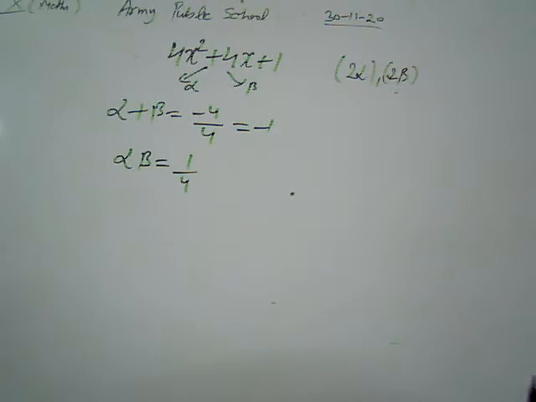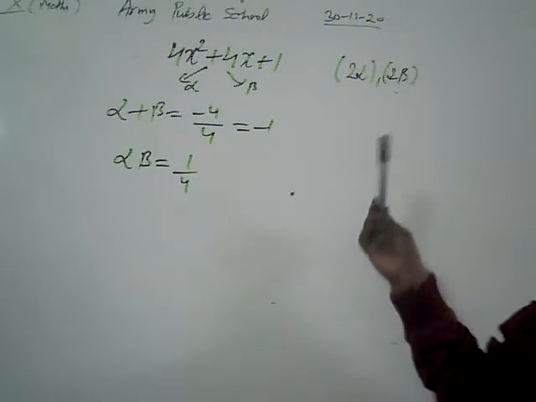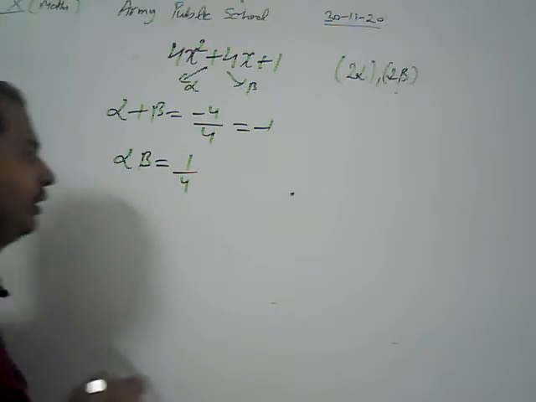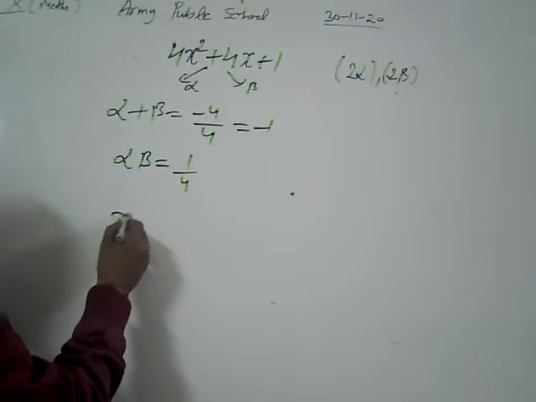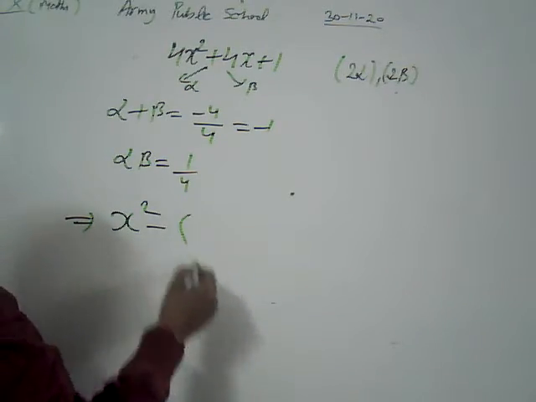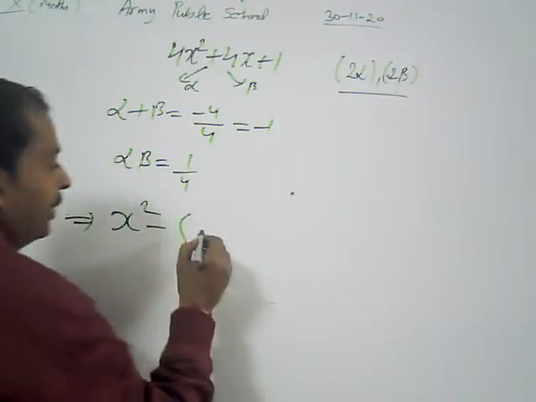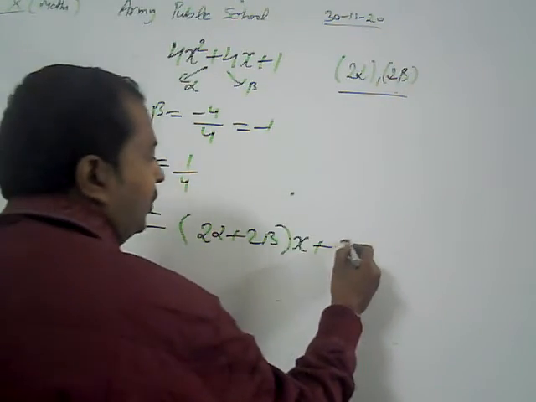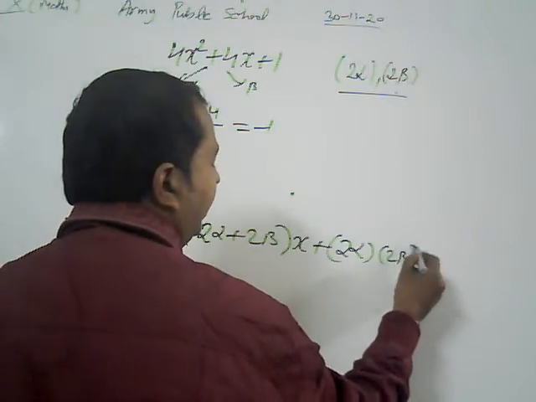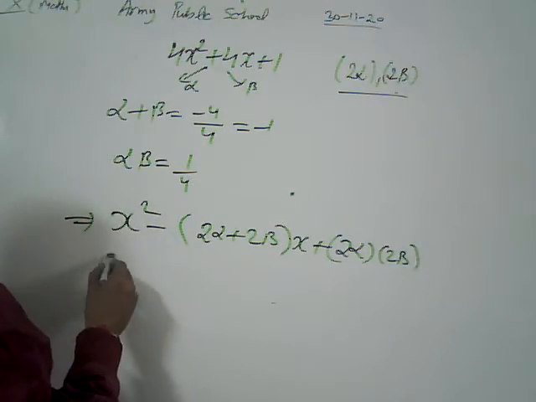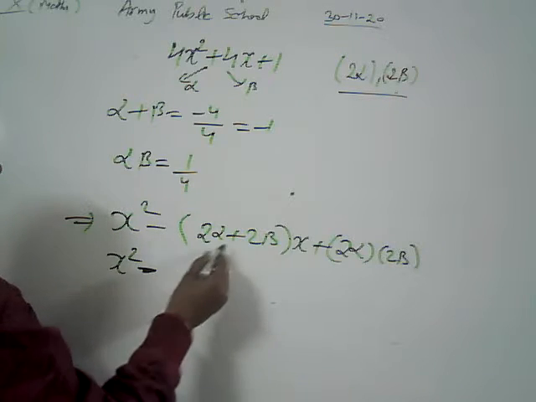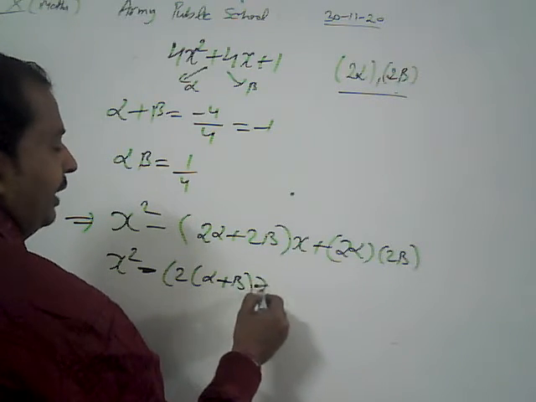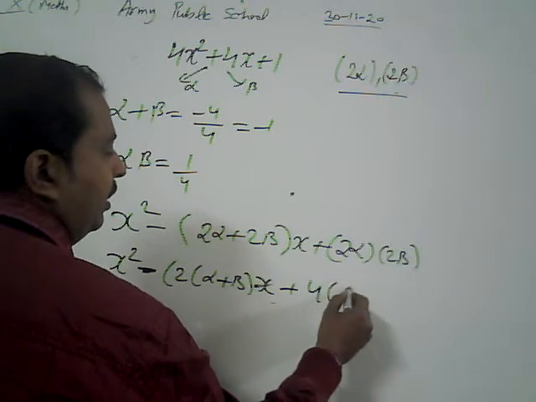Now we have to find the polynomial whose zeros are 2 alpha and 2 beta. We form the quadratic polynomial x square minus sum of zeros, which is 2 alpha plus 2 beta, into x, plus product of zeros, 2 alpha into 2 beta. Then x square, take 2 common, alpha plus beta into x, plus 2 into 2 is 4 alpha beta.